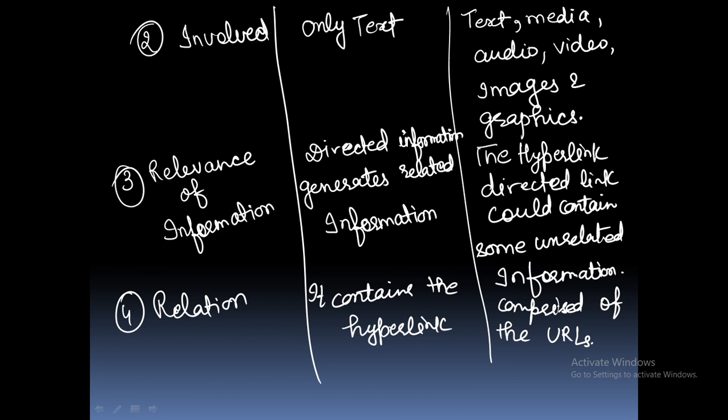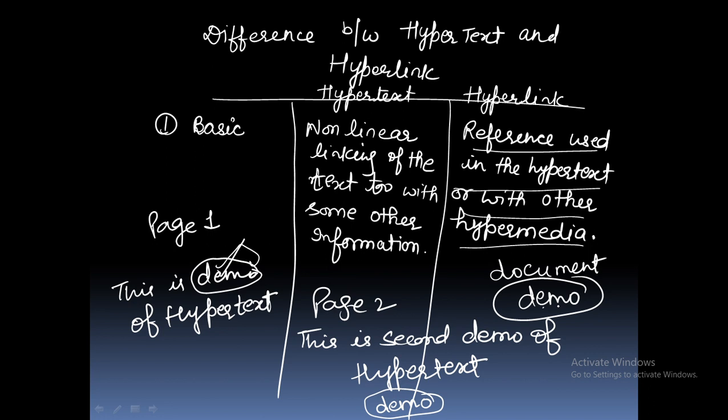In first point, I have taught about basic. What is the basic difference between hypertext and hyperlink? In hypertext, non-linear linking of text to with some other information. But on the other side, in hyperlink, references which are used in the hypertext or with other hypermedia. We can create a text to text link, or we can create text with other media like audio, video, images, etc.